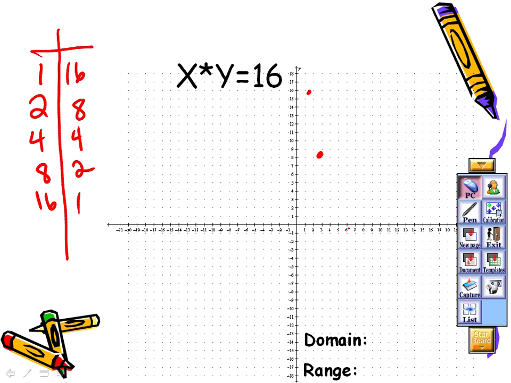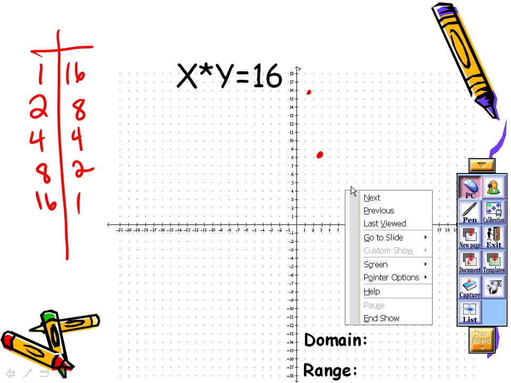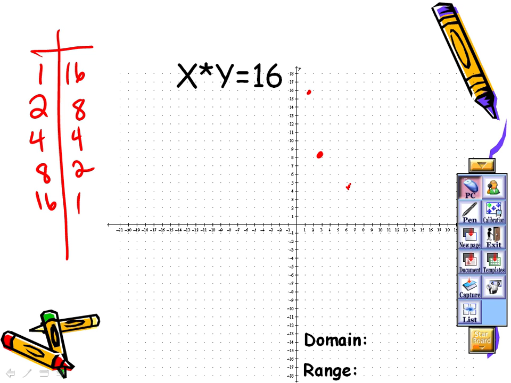4, 4. 8, 2. And 16, 1. Now, I know your graph doesn't go out to 16. And then connect your dots. Be very careful when you connect your dots.